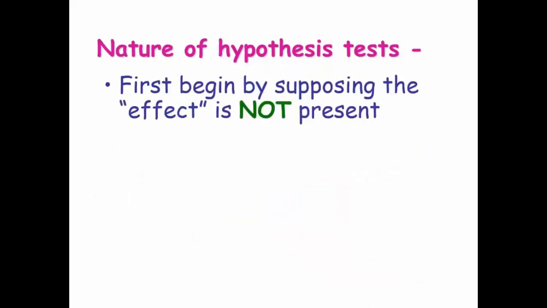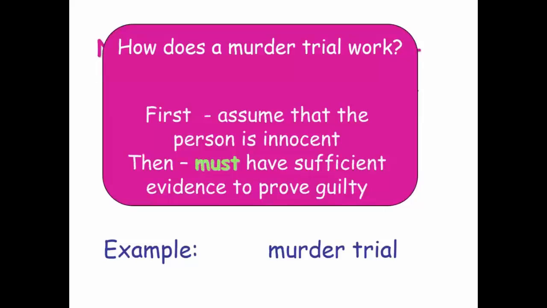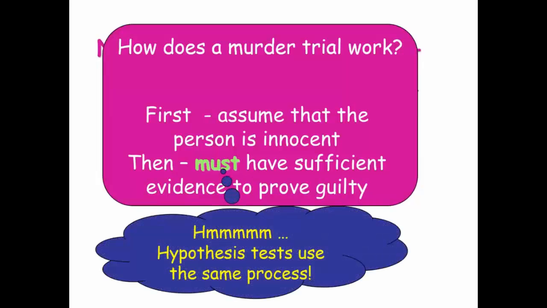Okay, so when we do a hypothesis test, we first suppose the effect is not present, and then we see if there's evidence against this. This is not new to us. We've talked about murder trials more in detail. But reminder, how does a murder trial work? Well, we assume the person is innocent and try to look for evidence that they are guilty. And hypothesis tests do the same thing. Okay.